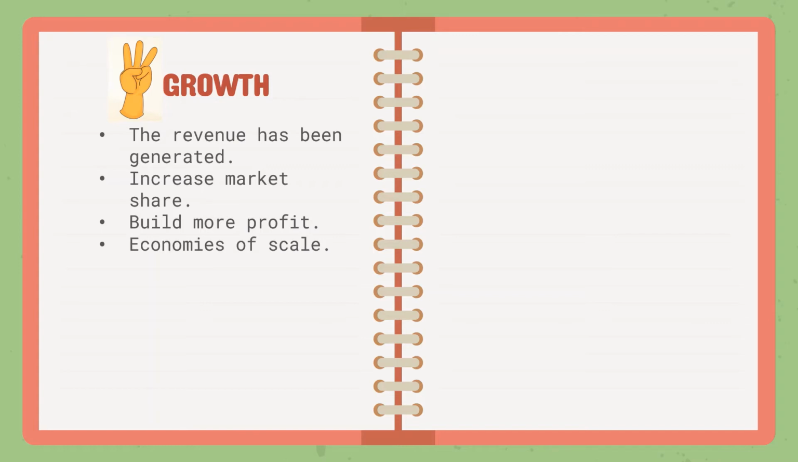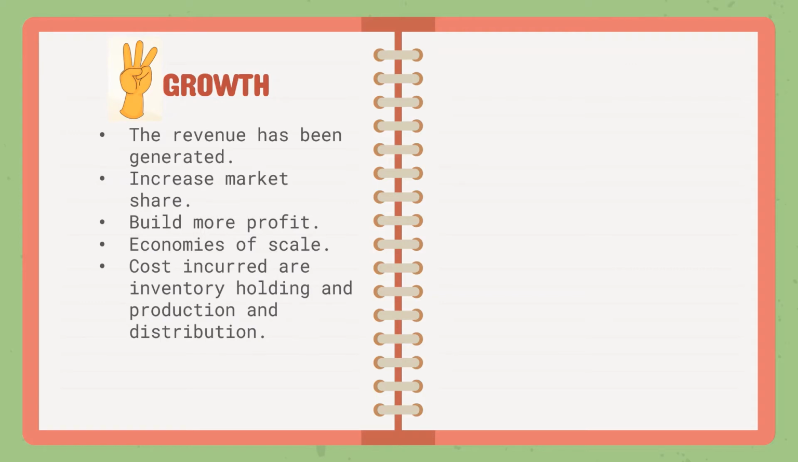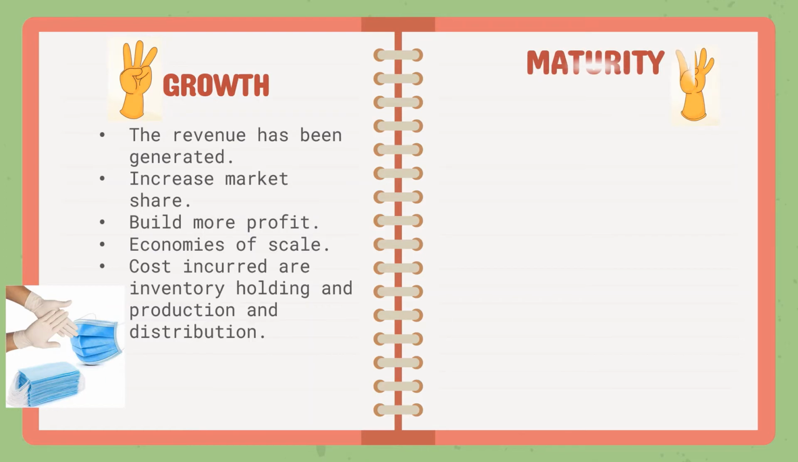For example, the cost per unit may decrease, due to the more the product being produced, the lower the company can get the product price. The costs incurred in this phase are inventory holding, as the company needs to store the inventories since they need to produce extra stocks, and the production and distribution, where the product will continue to be produced from the introduction phase. For example, during COVID-19, the glove and face mask are at the growth stage, as they can help to prevent the virus.